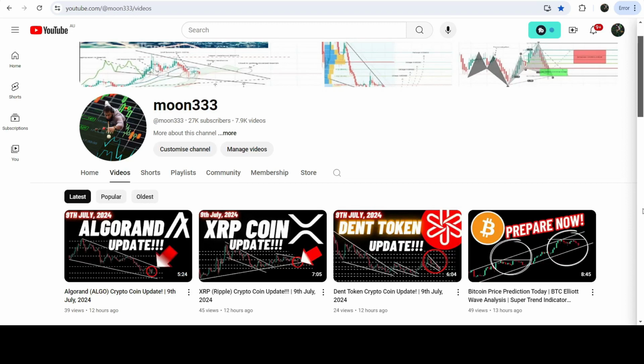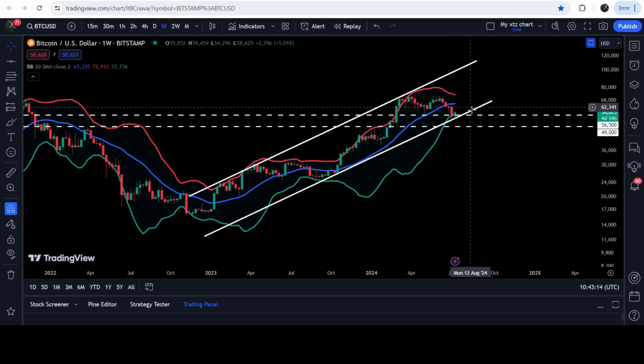Hope you're well and welcome to the new update on Bitcoin. On a weekly time frame chart, Bitcoin has once again dropped to the lower band of the Bollinger Band. At the same time, it is also testing the support of this quite long-term uptrend line of this channel.